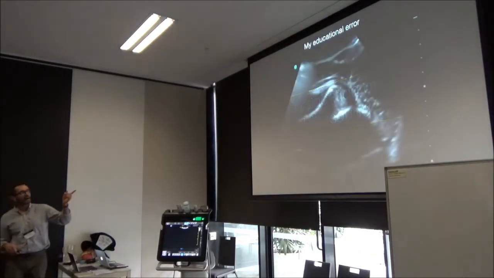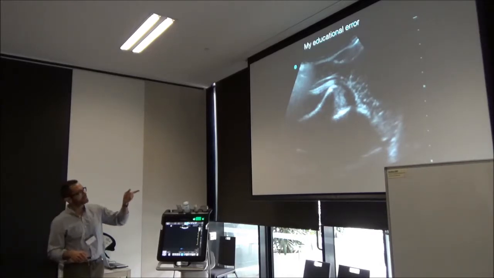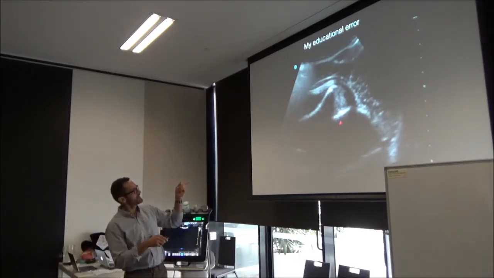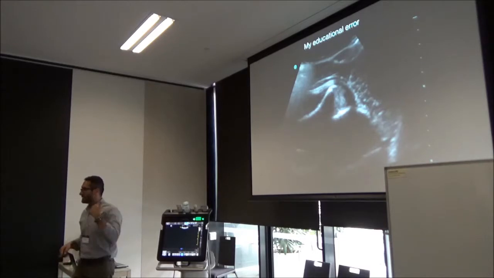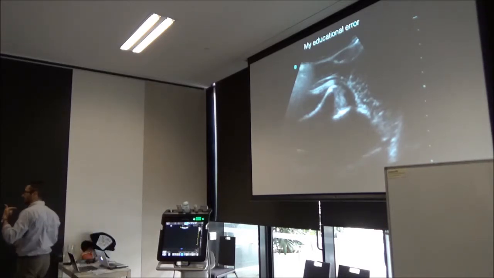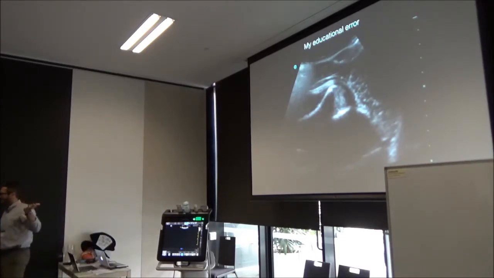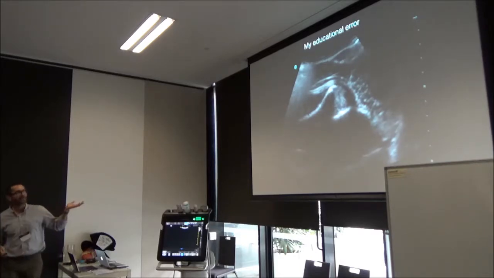So what does a dislocation look like on ultrasound? I used to show this video and say, there's a dislocation. There's the head, there's the glenoid. And that was my educational error, because you're looking at that going, I don't know what he's looking at. I'm going to help you.